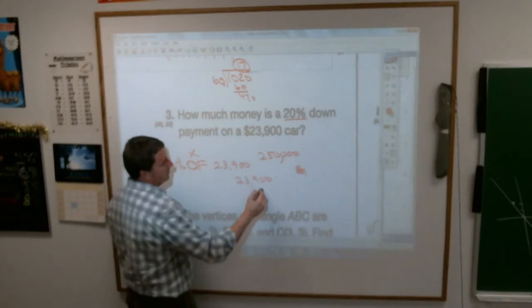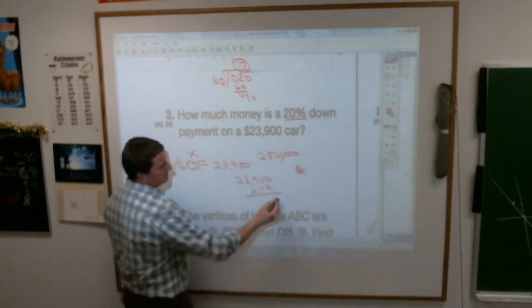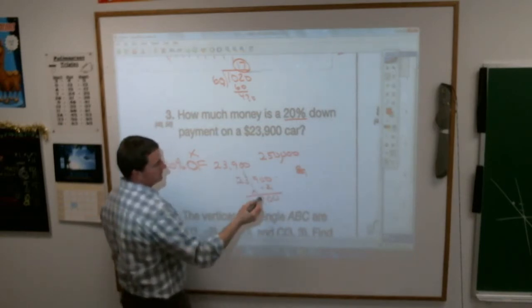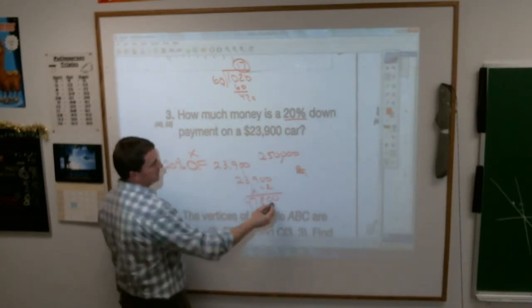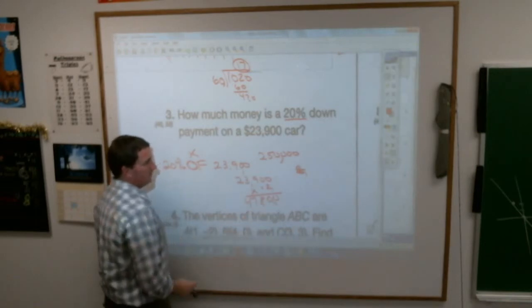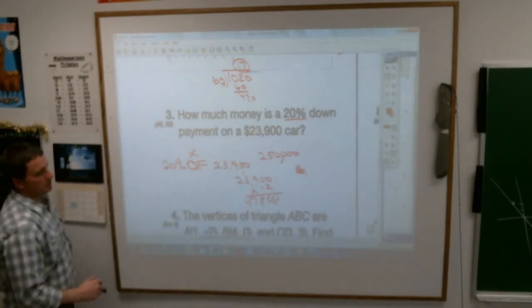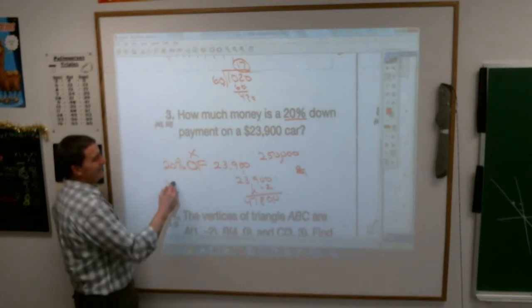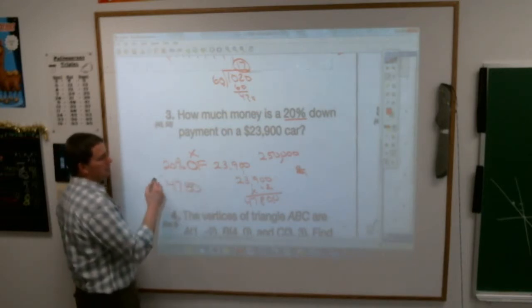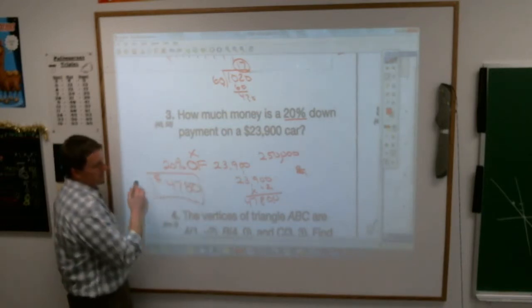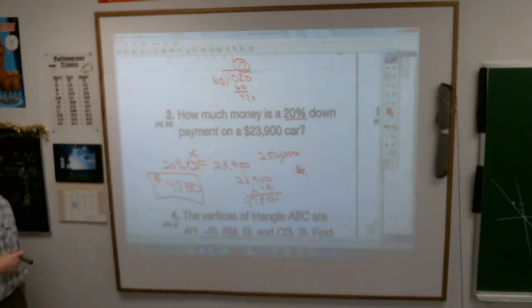23,900 times 0.2 is 4,780 with 1 decimal place. So 20% of $23,900 is $4,780. Note to self, multiplication. It's 2.5. I didn't really get it.